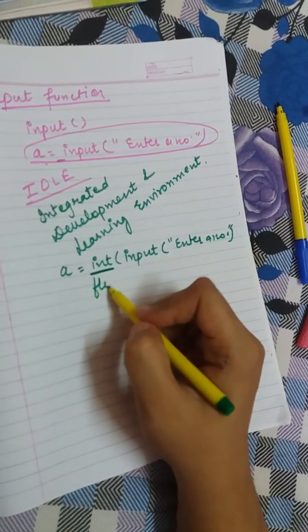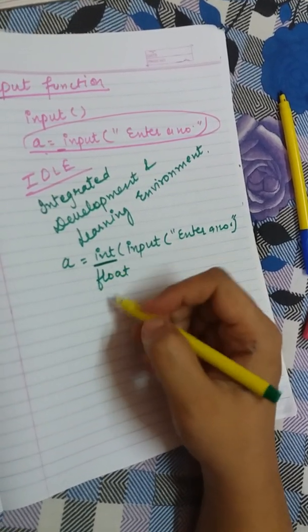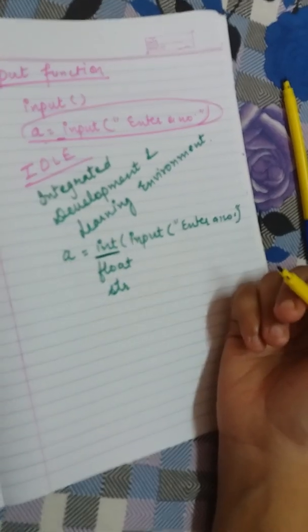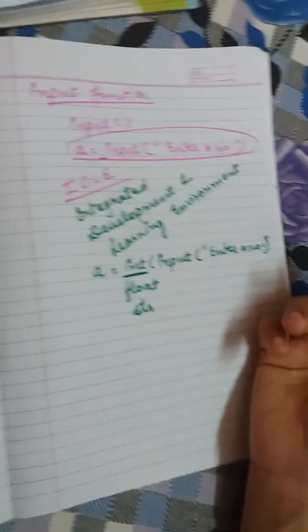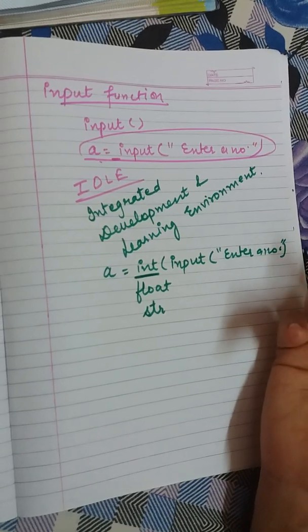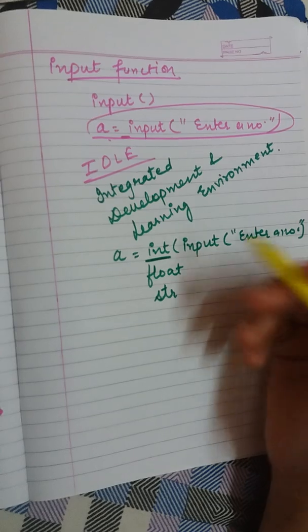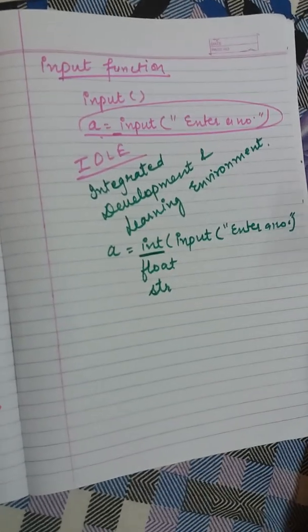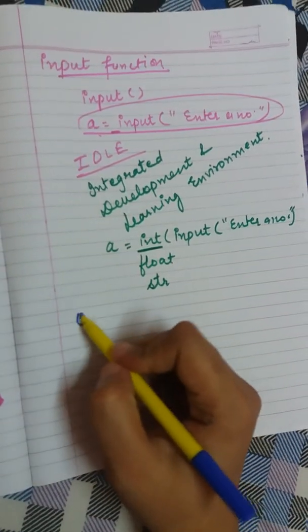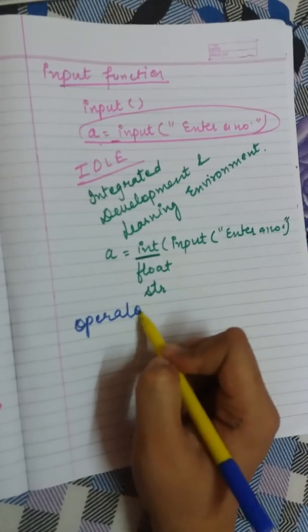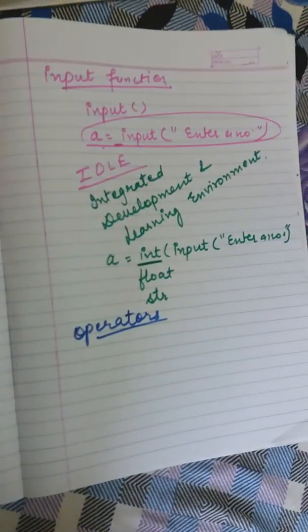You can use float also, you can use str also. So it depends, you can define or you cannot define, but if you want to make sure that your data is treated in that data type only, then you have to specify this. Now let us discuss the operators, operators in your Python language.